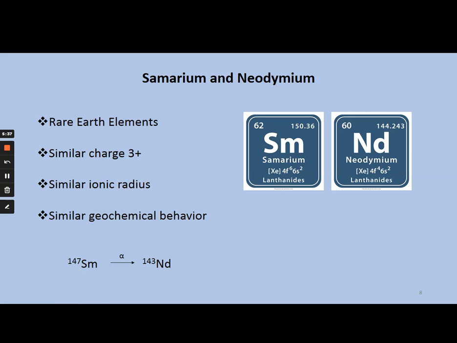So the abundance of neodymium-143 increases with time by alpha decay of samarium-147. So samarium-147 is the parent isotope and neodymium-143 is the daughter isotope, and this decay provides the basis for the Sm-Nd method.